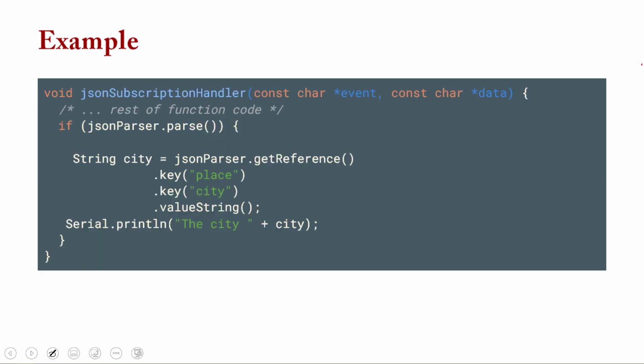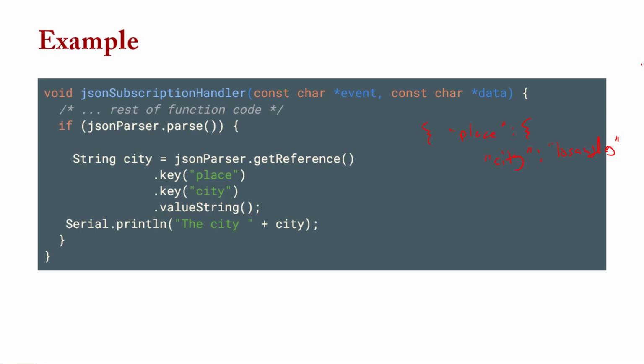So now if we look at what our event handler code would be, let's first recall what the data looked like. We had quote place, colon, and then another curly brace, and we had quote city, colon, Los Angeles. And I think we also had state as well. So what are we doing?